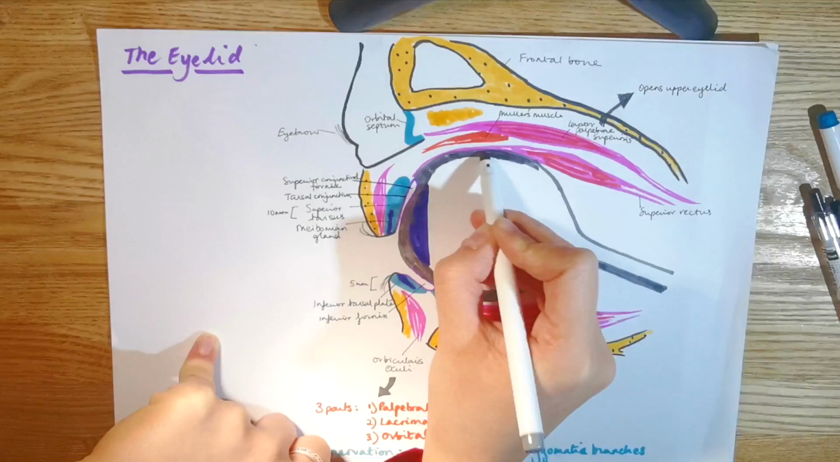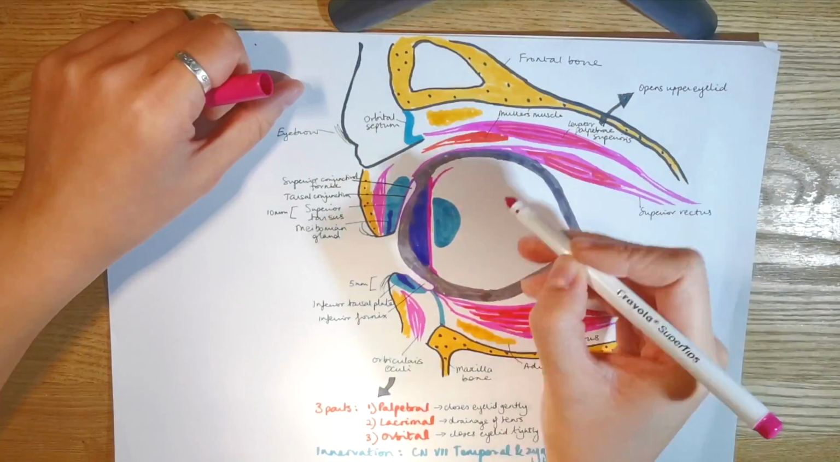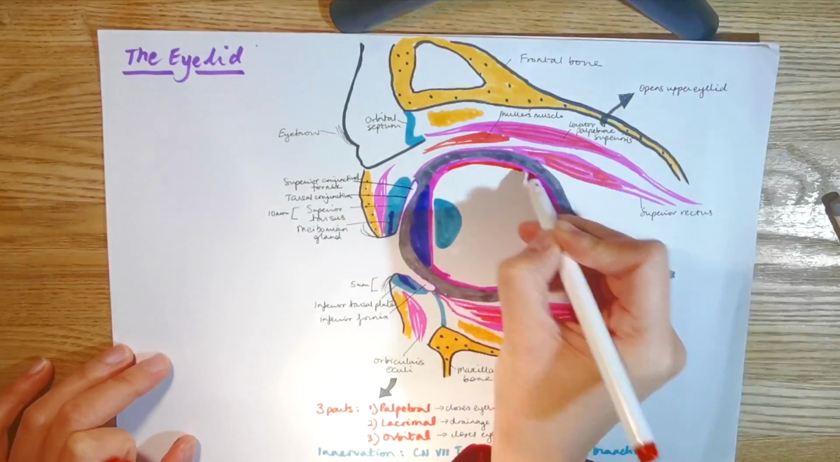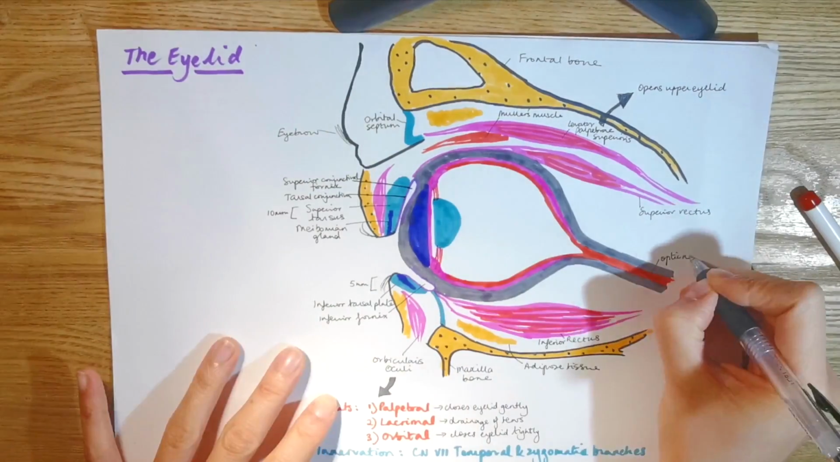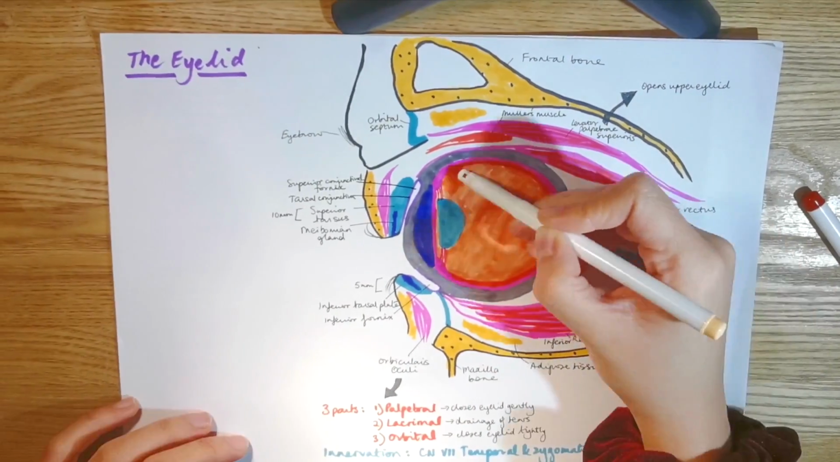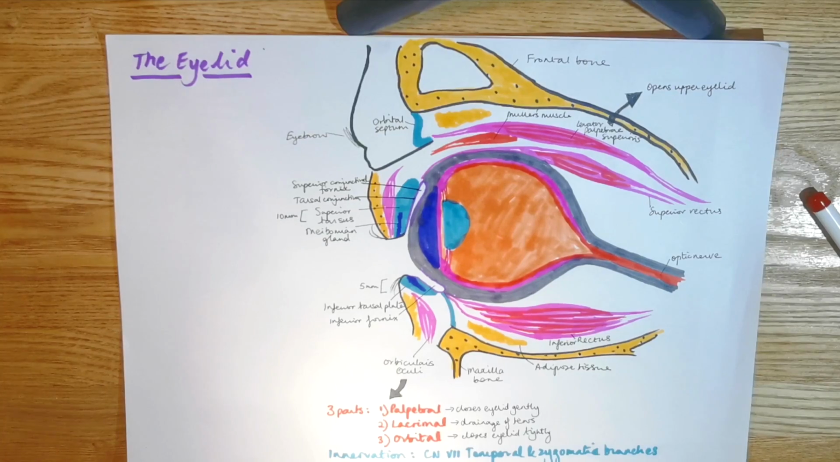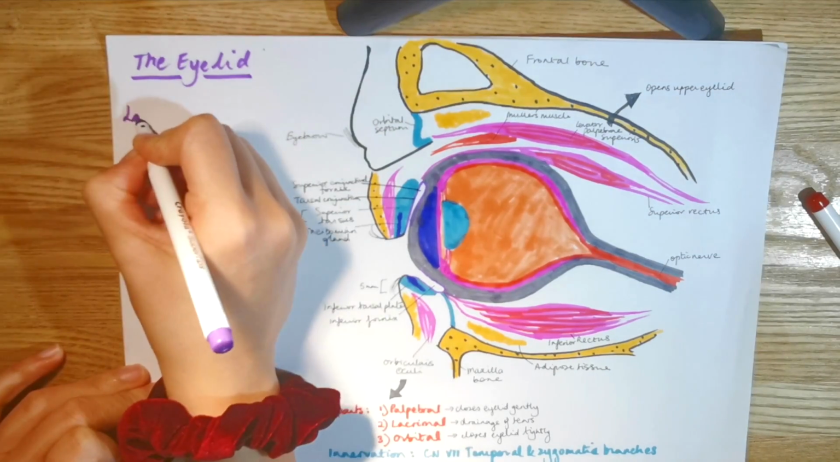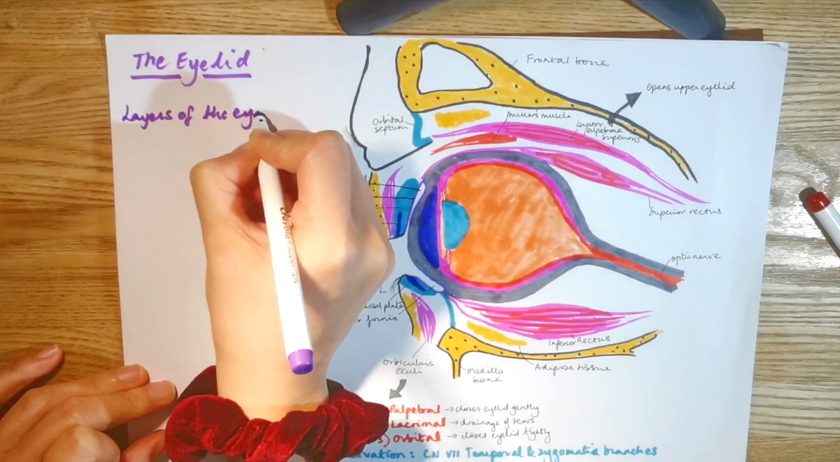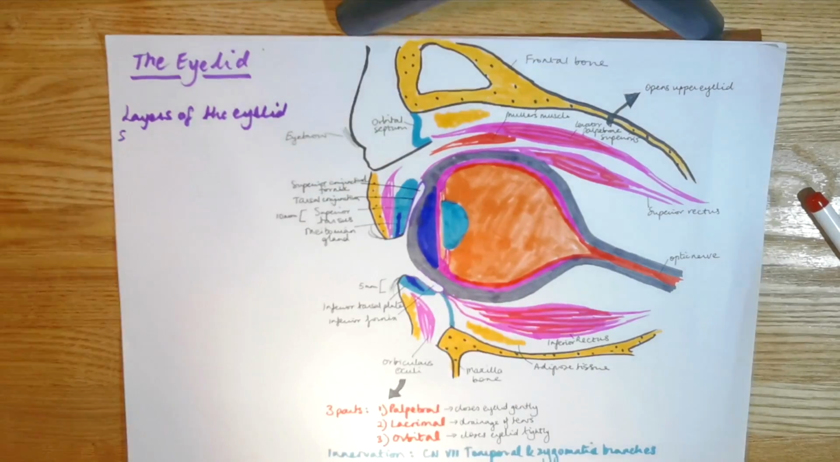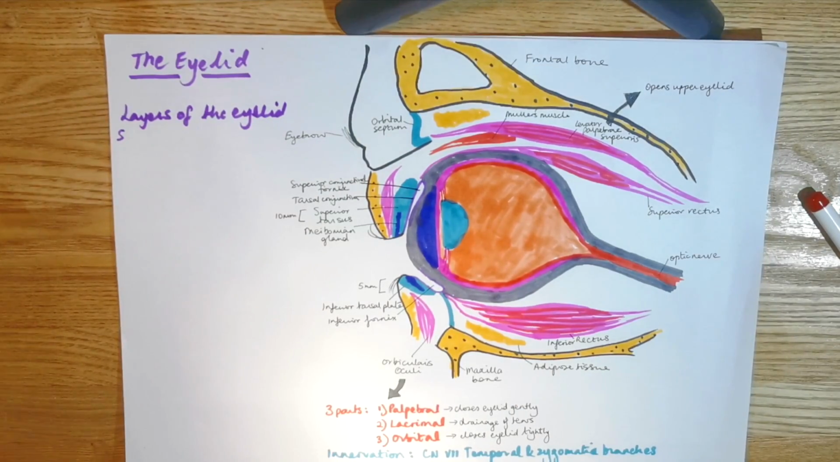And just for completion of the diagram, this is the cornea and the anterior chamber with the lens behind it. And then you have the optic nerve and the vitreous humor. And so to summarize, the layers of the eyelid consist of the skin and the subcutaneous tissue, which makes up the outermost layer.